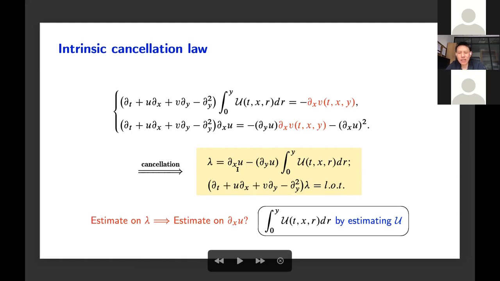So roughly speaking, lambda behaves like the first order of u. So this is the first order dxu. So in the evolution of lambda, here LOT stands for the lower order terms. That means all the terms are of order at most one. So we don't lose the tangential derivatives in the evolution equation of lambda. So we can perform the estimate for lambda.